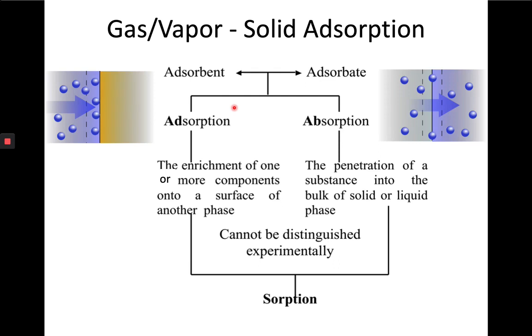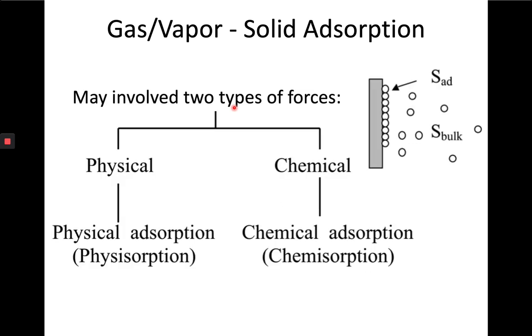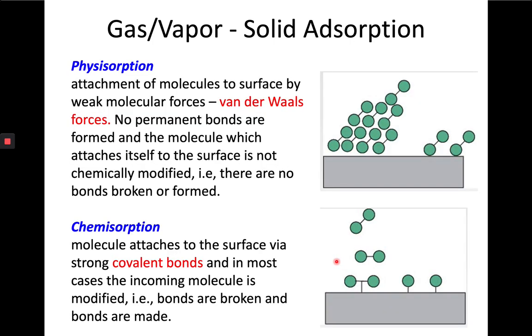substance. The adsorption of gas molecule on solid surface can occur via two types of forces, physical and chemical forces. Physical adsorption, also known as physisorption, and the chemical adsorption is known as chemisorption. General difference between physisorption and chemisorption. Okay, physisorption, the attachment of molecule to the surface is by weak molecular force such as van der Waals force.